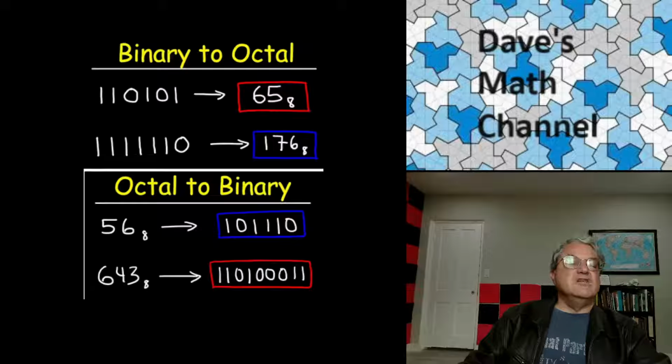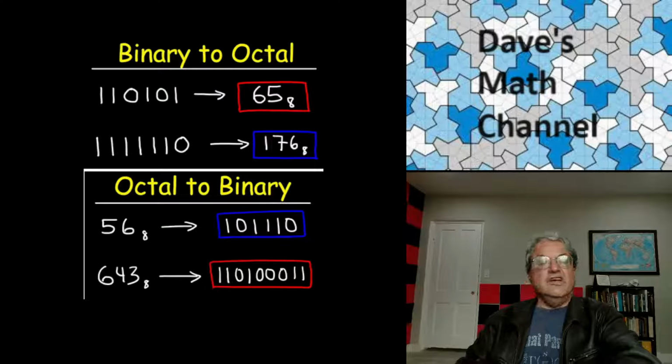Here they do a different example on the bottom, going from octal to binary. I don't want to do a different example. But again, it's just the same thing in reverse. 6 is 110 in binary, 4 is 100, 3 is 011. When you put all those together, you get 110100011 in binary. So that's how you do it.